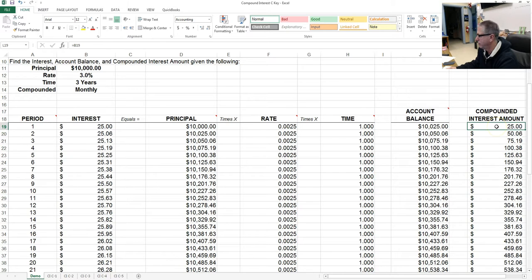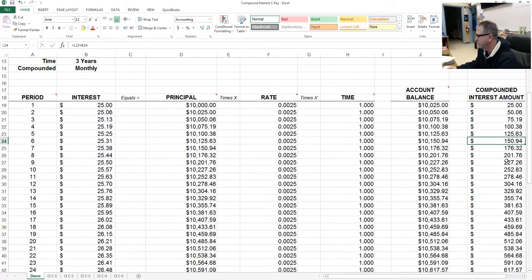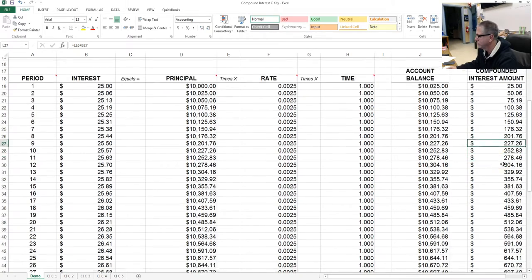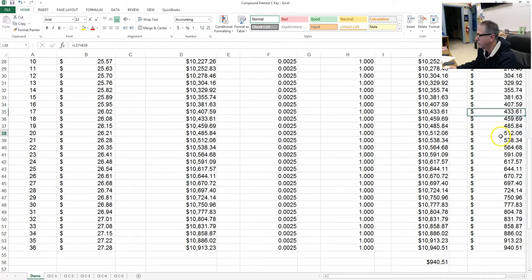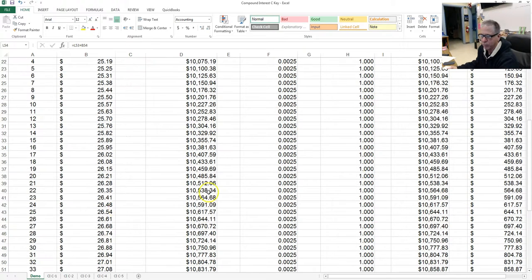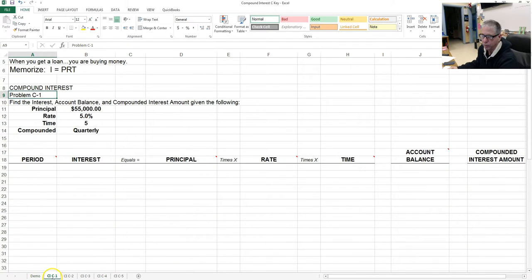It goes from 25 to 50, 75. Notice that the first time it increased by $25.06, and then now it's $25.19, and so on and so forth. You'll notice that it continues to grow at an increasing rate. This is the magic of compound interest, how you can make a lot of money over a long period of time. So try the next calculations on your own.